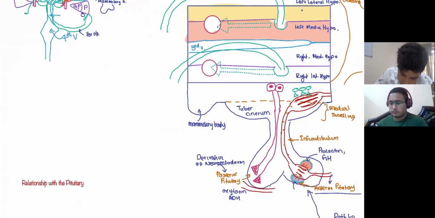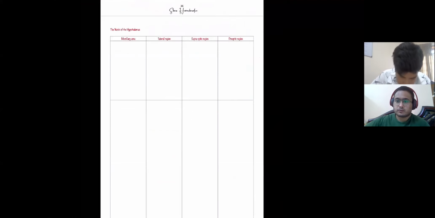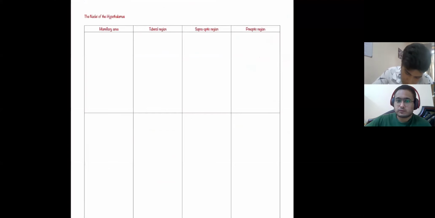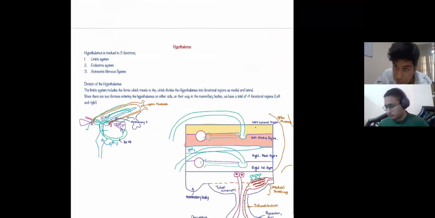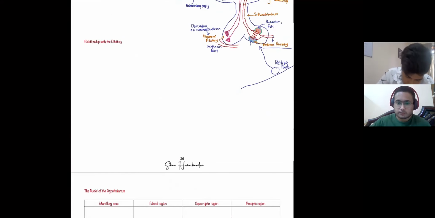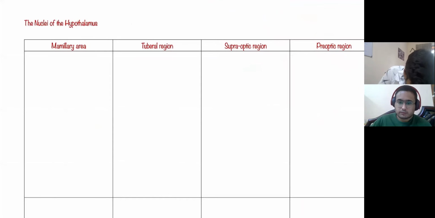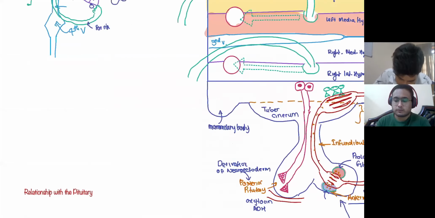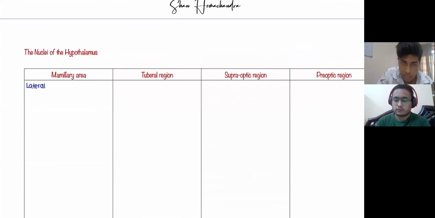I'm going to look at just one side, the right side only. It has the medial hypothalamus and the lateral hypothalamus. Now look at this table. I have drawn it as follows because, sorry, we are looking at the left one, because this is going to be the lateral aspect. The left lateral hypothalamic nuclei are going to be here, and then here's the medial aspect.